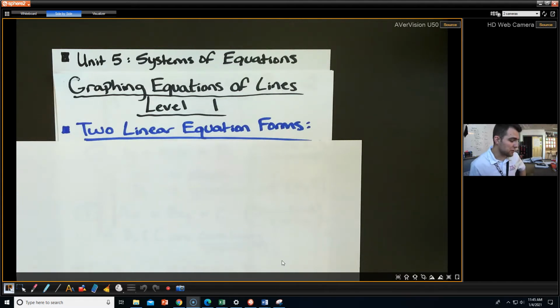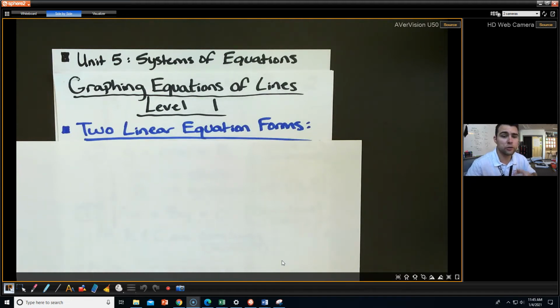We are going to start with our next unit, Unit 5, Systems of Equations. Ooh, sounds spooky. It's really not a big deal at all. It's just a bunch of equations and figuring out how they relate to each other. And we're going to start with Level 1, which is graphing equations of lines.